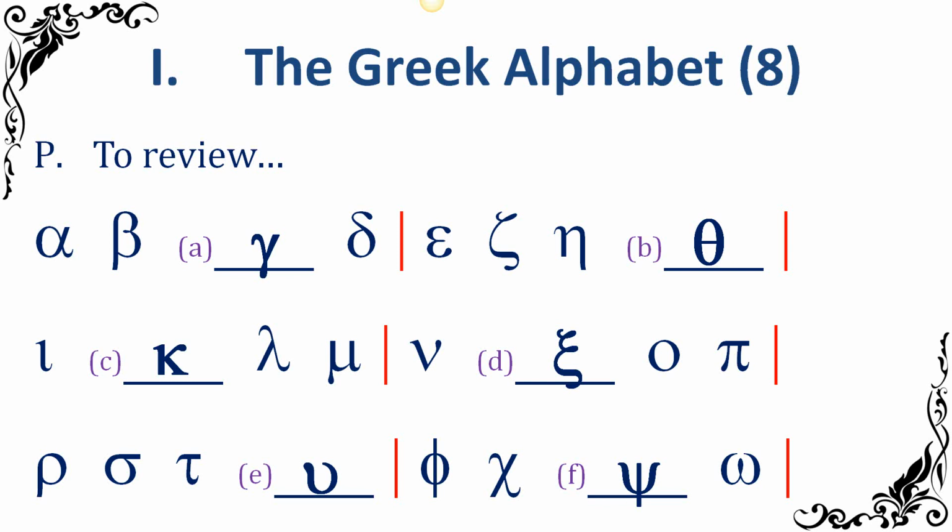Alpha, beta, gamma, delta, epsilon, zeta, eta, theta, iota, comma, lambda, mu, nu, xi, omicron, pi, rho, sigma, tau, upsilon, phi, chi, psi, omega. Really close.